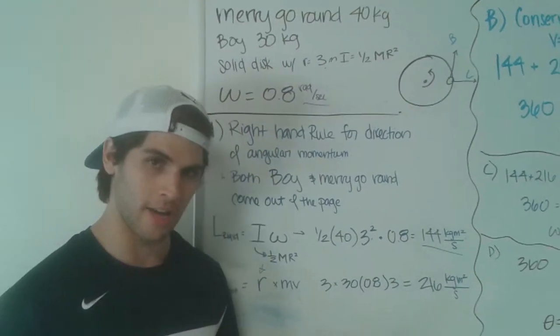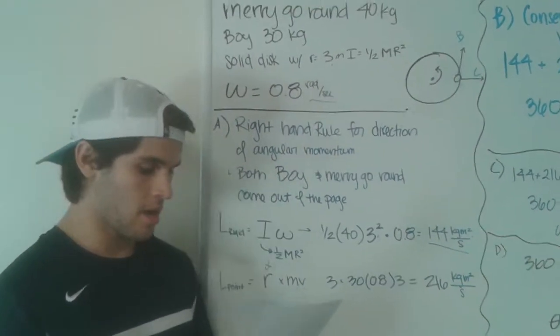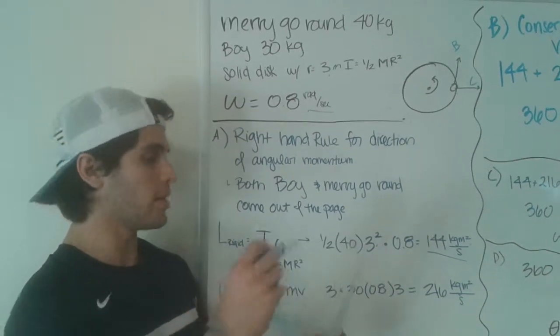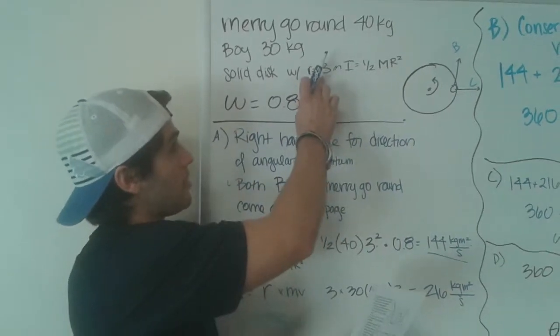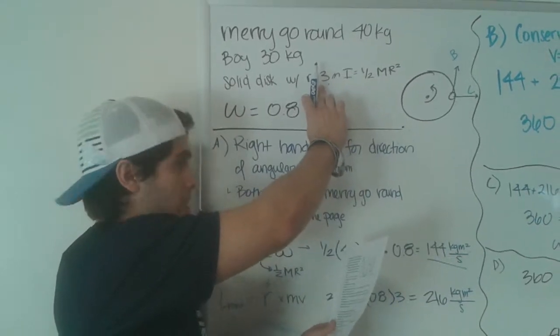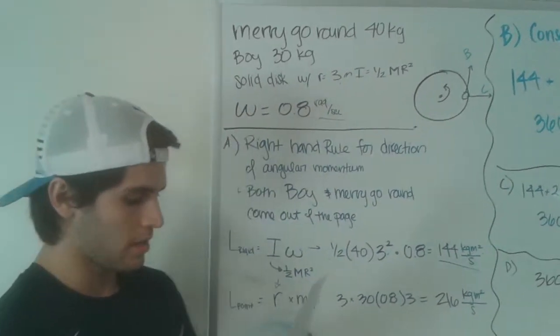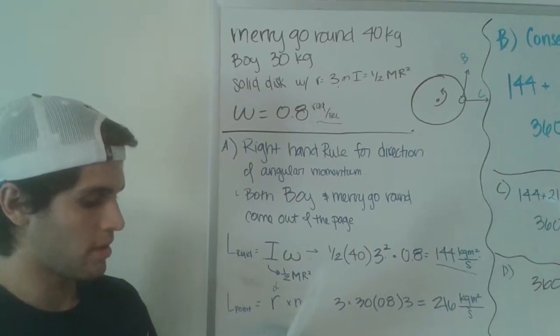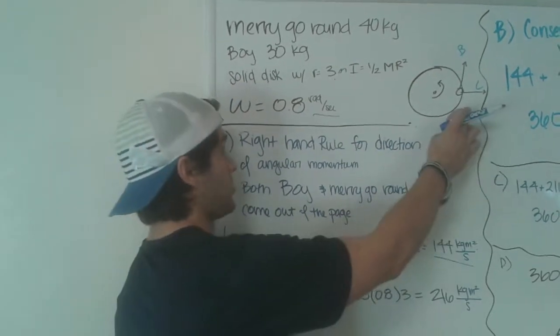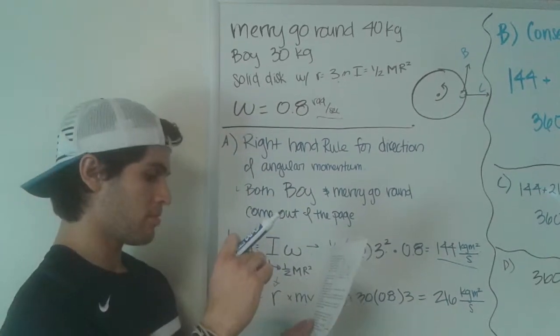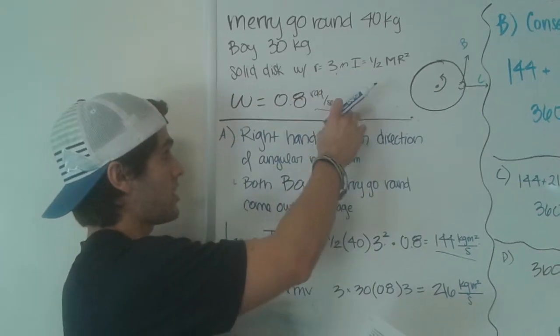We're going to talk about angular momentum, and the problem goes like this. A merry-go-round has a mass of 40 kilograms and a radius of 3 meters and can be treated as a solid disk. Now we're trying to find the magnitude and direction of the angular momentum of the merry-go-round and the child, who is hanging right from here. Don't forget, the problem also gives you 0.8 radians per second.